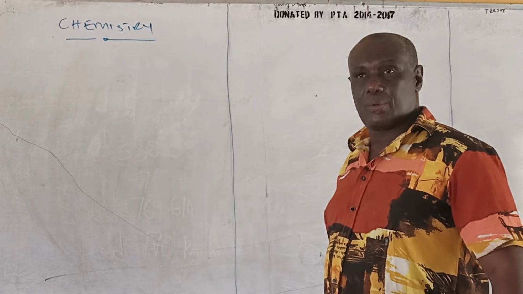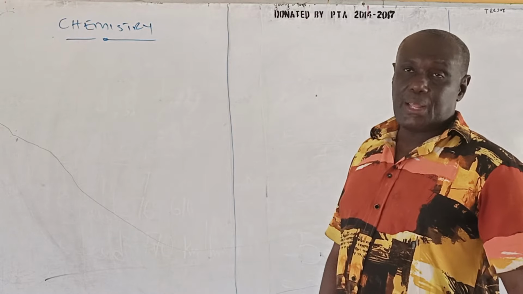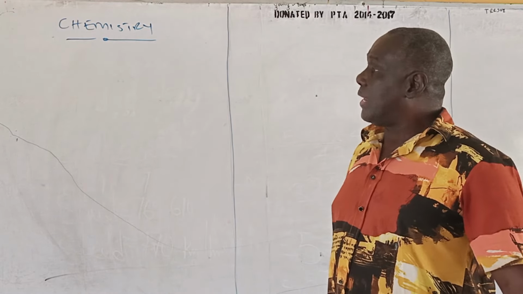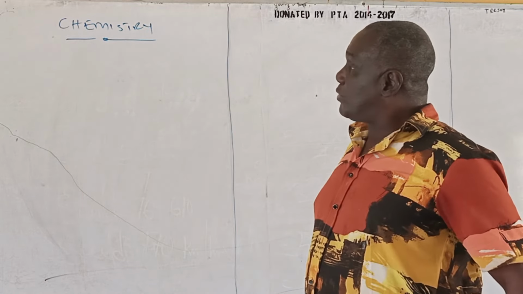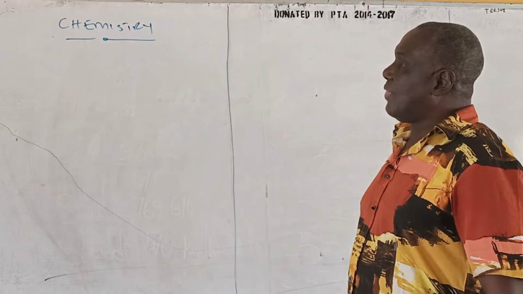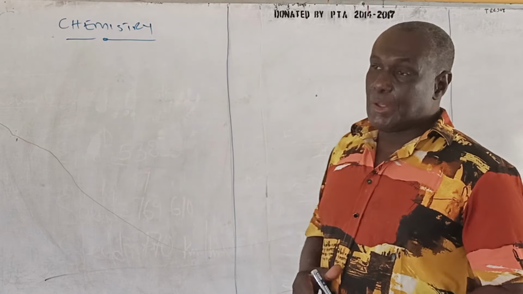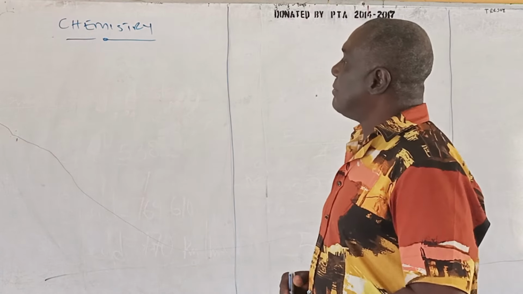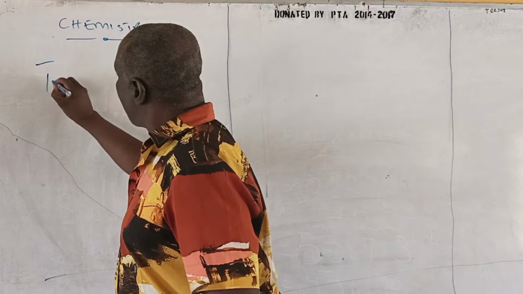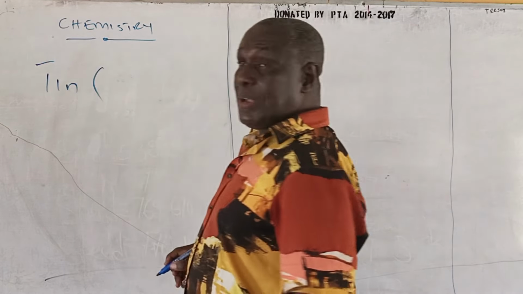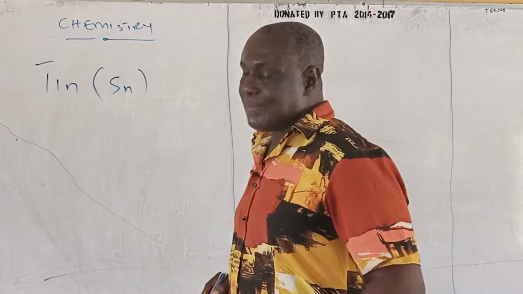Metals and its compounds. So far we have treated group 1 elements, and in group 1 we took sodium and its compounds. Group 2 was calcium, then group 3. We are on group 4, and the metal we'll be treating is tin. The chemical symbol of tin is Sn.